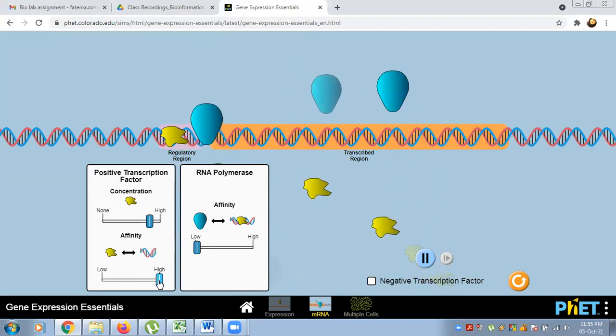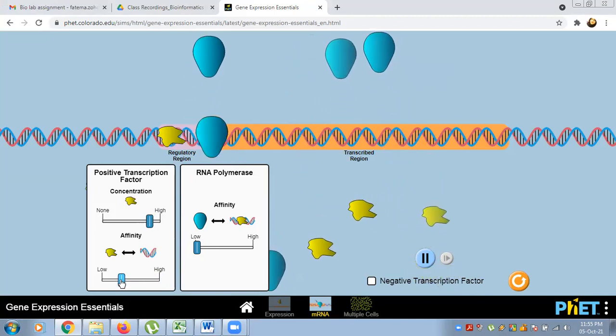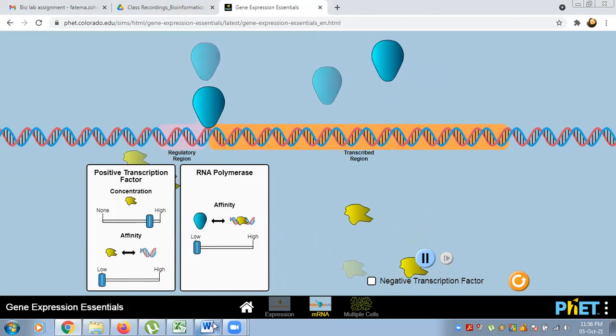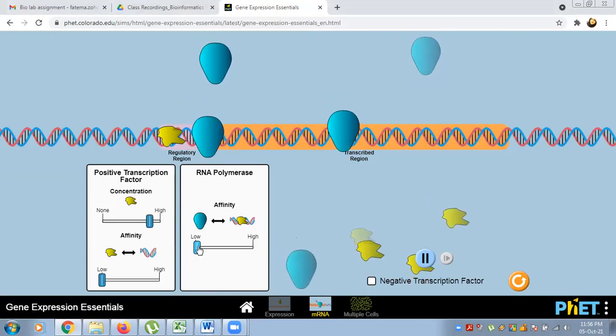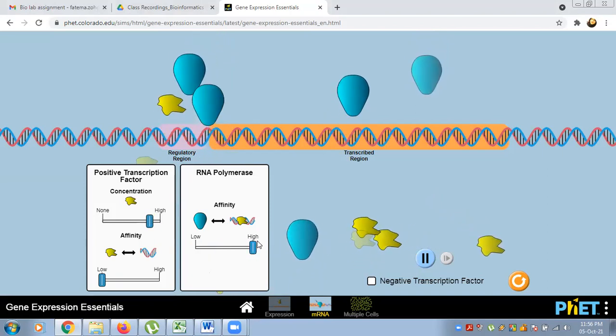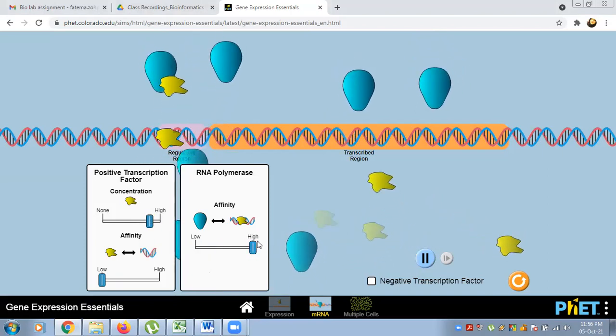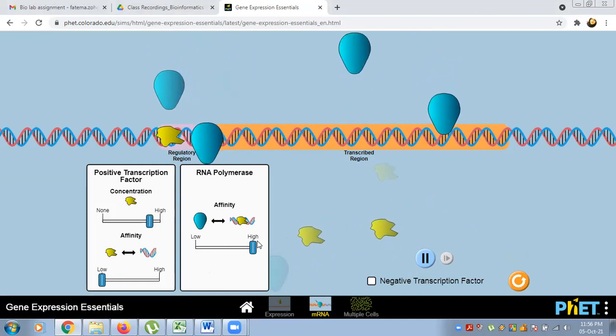So I'm fixing it to low. Then affinity of RNA polymerase is high. Okay, it's high. Now let's see what happens.